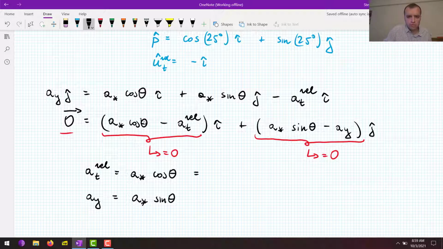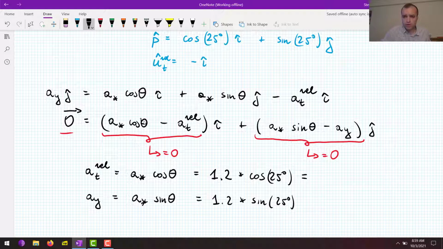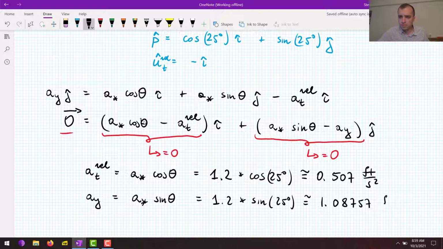Let's plug in values. I think that a star was equal to 1.2 times cosine 25 degrees. And in here we will have exactly the same, but with sine. Please grab your calculators and find that this value is approximately 0.507 feet per second square, and this value is approximately 1.08757 feet per second square. Great.